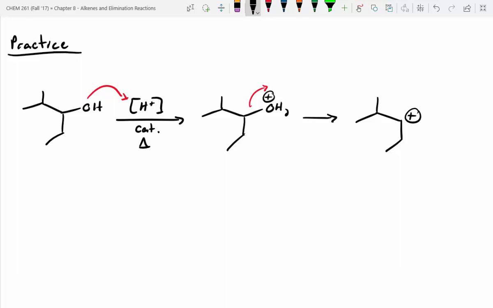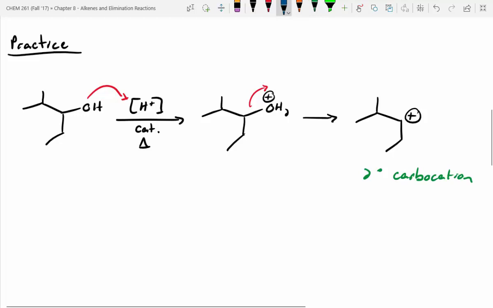Okay, so we've got our carbocation. Does anybody want to help me with the next step? Rearrangement, right? Right now we've got a secondary carbocation. We know that that's not too stable. So are we going to do a hydride shift, a methyl shift? What do you guys think we should do?